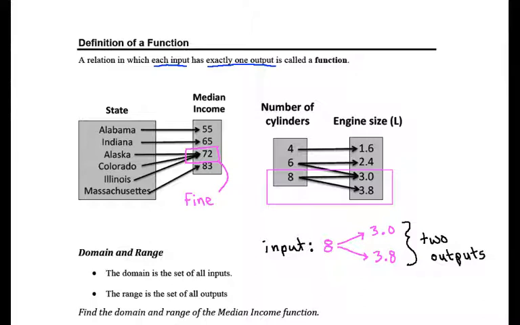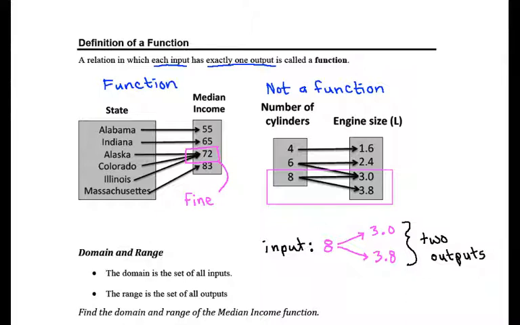So if we have any input at all that violates the definition, we say that the whole thing is not a function. So this relation here is not a function. But if we can look at all of the inputs and see that that is never violated, then we can conclude that it is, in fact, a function. So our median income example is a function. Our engine size by number of cylinders example is not a function.